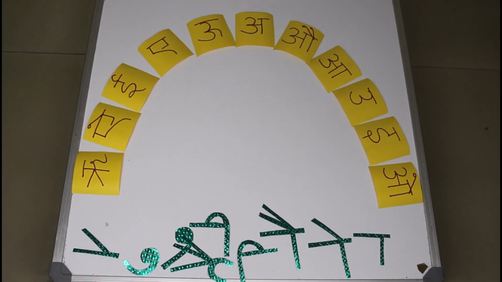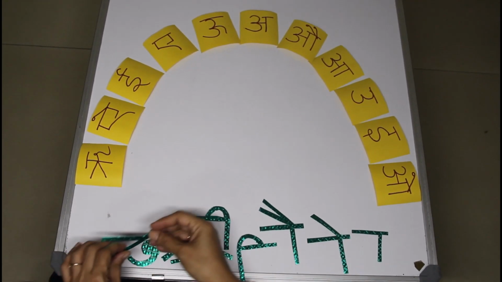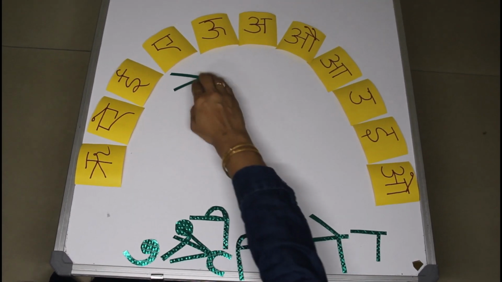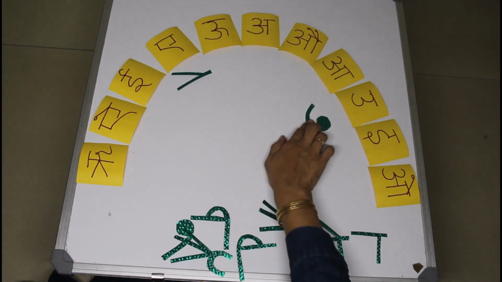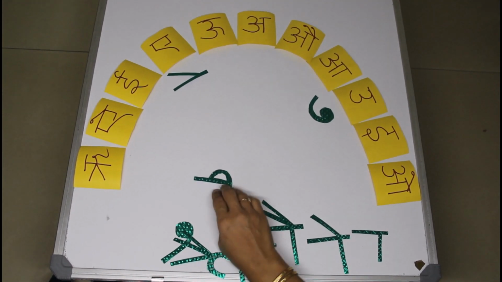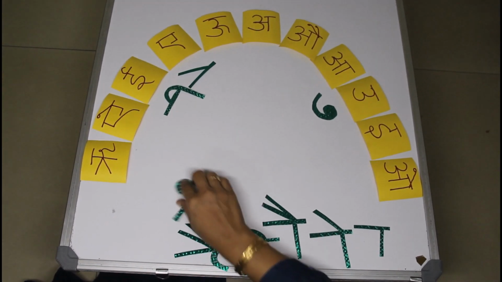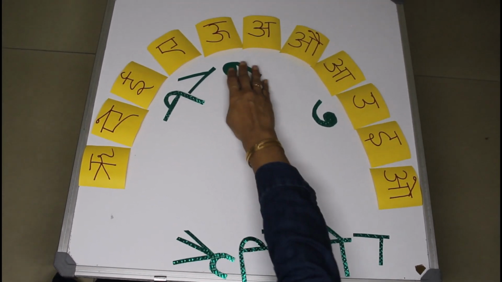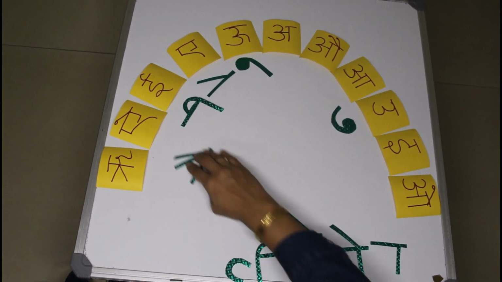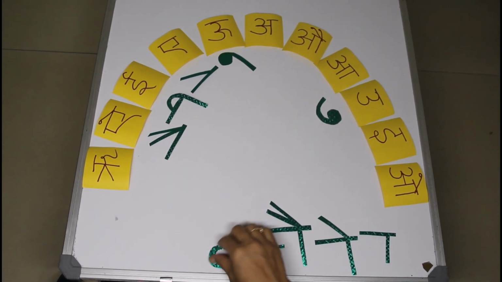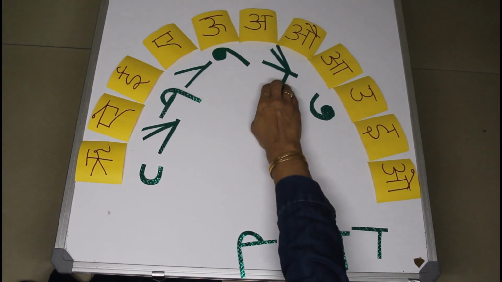Then the idea is to keep the correct matra below the correct swar. So I start from here. I get an A. I keep it below that. Then I found U. Where is U? U is here. Then I found a E. E is here. Then is U. Yes, I got it here. Then is A. I got it here. Then Re. Re is here. Then O. O is here.